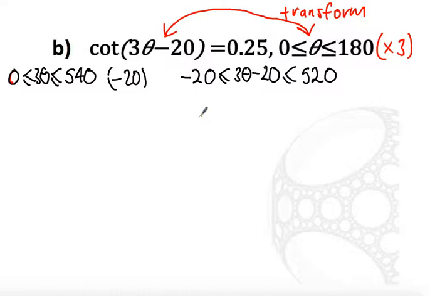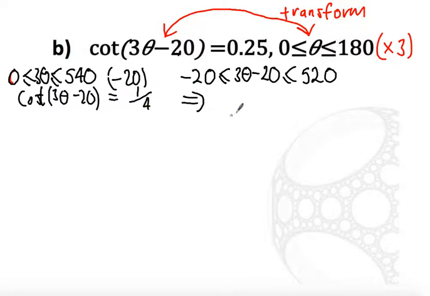So at this stage, what I now know is I want to solve the trigonometric aspect of this problem, so that's where I want to find all my possible solutions for the trig part of the equation in between minus 20 and 520. Once I've done that, then I can solve the algebraic equation part of this problem. So I've got cot 3 theta minus 20 equals 0.25. I'm actually going to write that as a quarter because that'll make life a little bit easier in a minute.